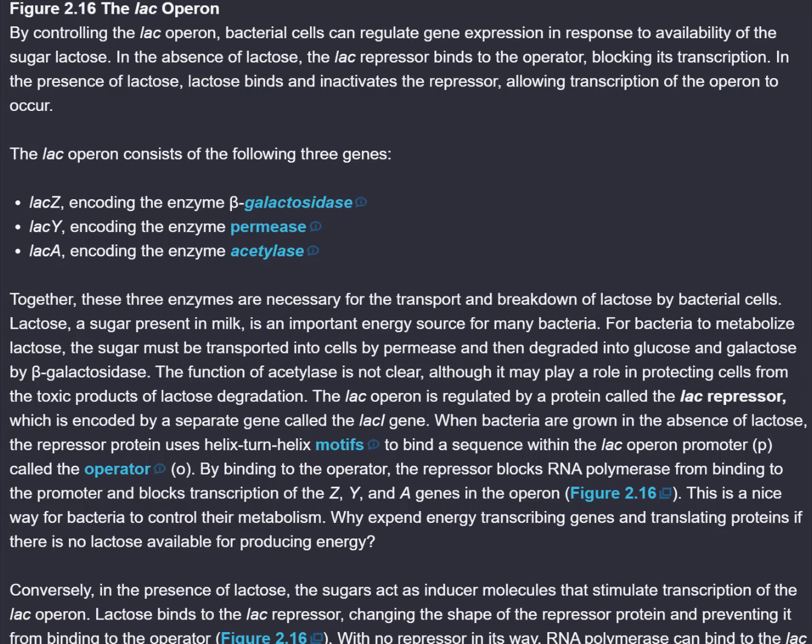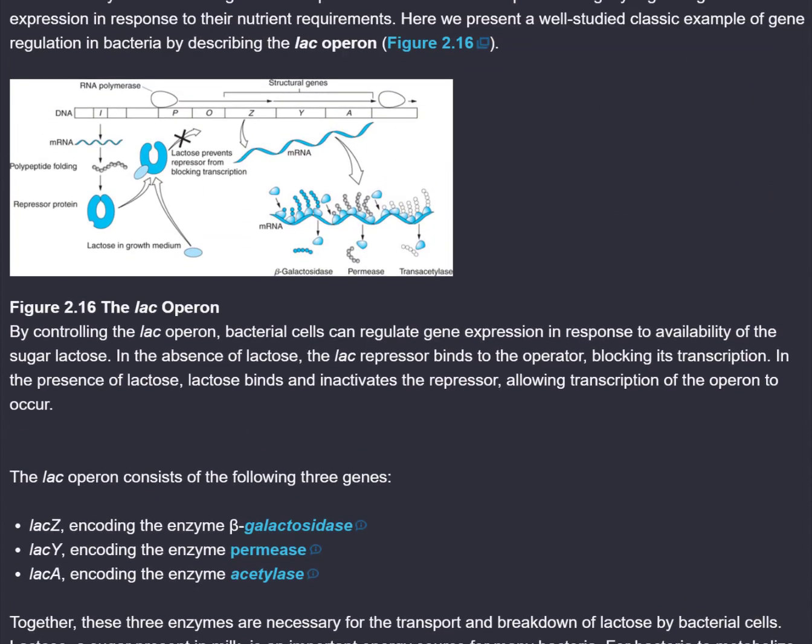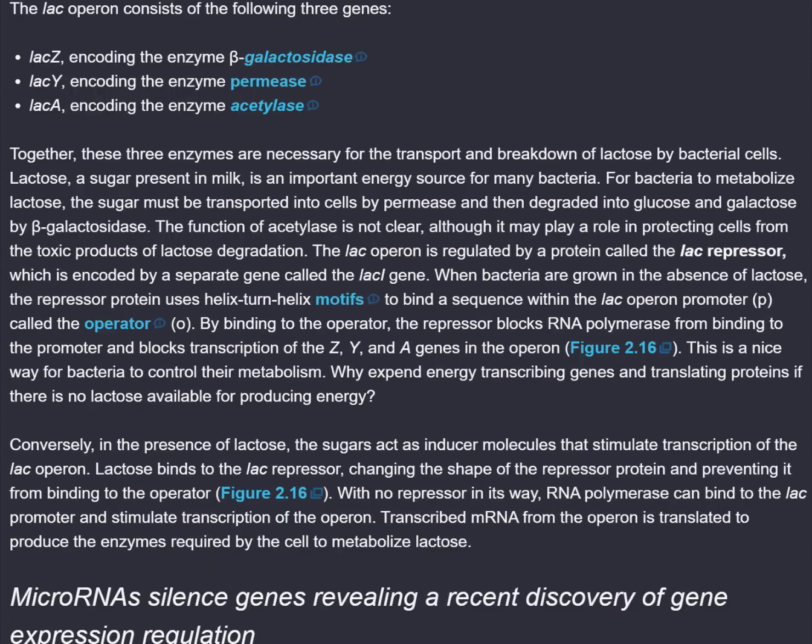Figure 2.16 The lac operon. By controlling the lac operon, bacterial cells can regulate gene expression in response to availability of the sugar lactose. In the absence of lactose, the lac repressor binds to the operator, blocking its transcription. In the presence of lactose, lactose binds and inactivates the repressor, allowing transcription of the operon to occur.